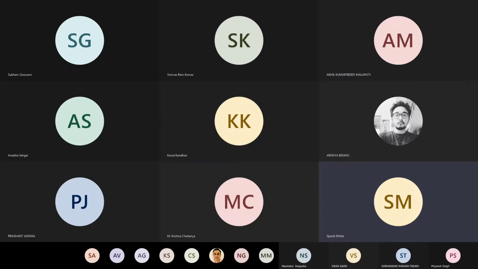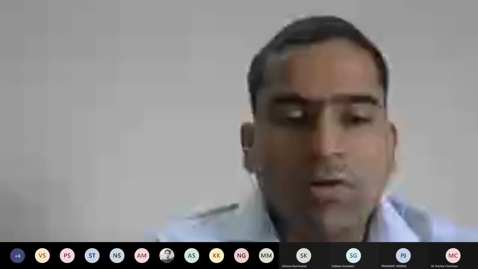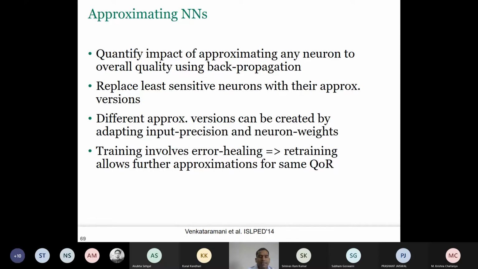Today, we will discuss some more approximate computing techniques. So the next technique is that if we have a neural network, we can approximate the neural network itself. Later in this course, we will study pruning. But here, this is a different approach for approximating neural networks. We can quantify the impact of approximating any neuron on overall quality using backpropagation.